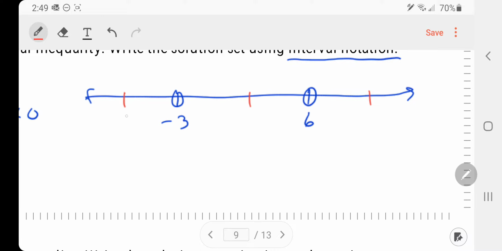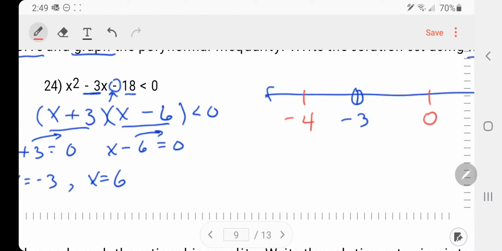So I need a test point for this first section. It has to be a number less than negative 3. I don't know, how about negative 4? Next, we need a number that's between negative 3 and 6. How about 0? And then a number bigger than 6, 7, 8, 9, 10, whatever you want, okay? I'm going with 7.